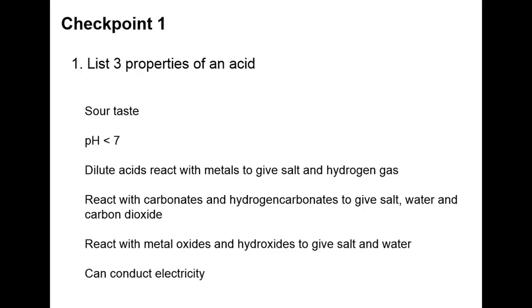We have the acid carbonate reaction to give you salt, water, and carbon dioxide. Acid metal oxide reaction gives you salt and water. The ability to conduct electricity. So here it is. You have the main property: sour, pH less than 7. It reacts with metal to give you salt and hydrogen gas. Carbonates or hydrogen carbonates give you salt, water, and carbon dioxide. With oxides and hydroxides, it gives you salt and water. And it can conduct electricity due to the presence of mobile ions.